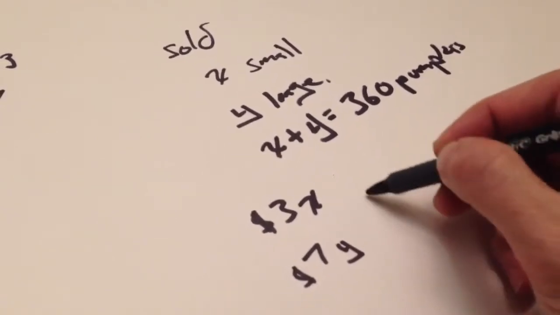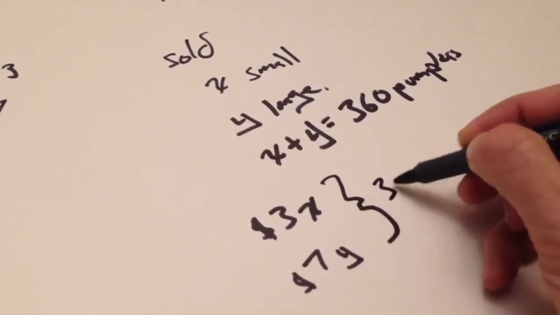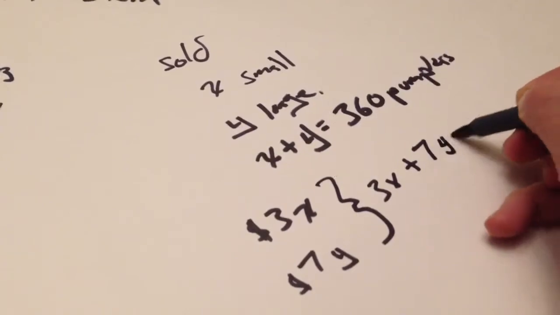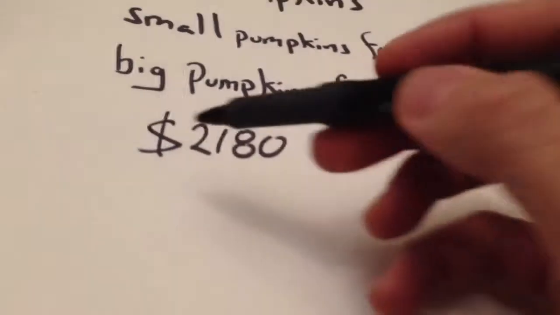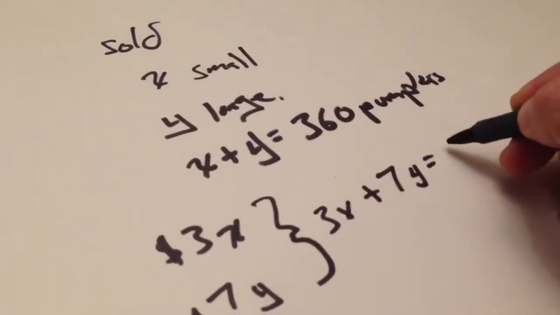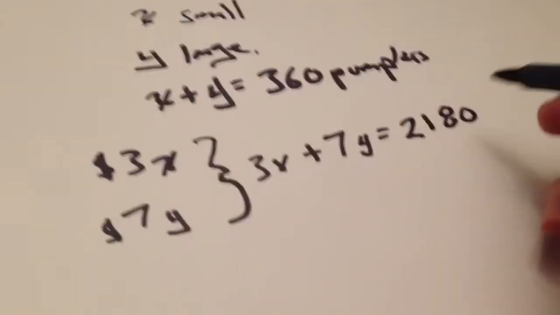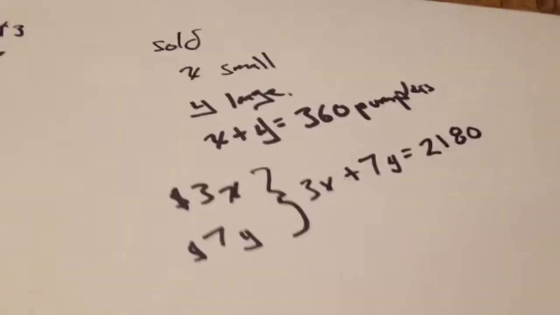So now we can put these two together, and we can say that 3x plus 7y equals, do you remember over here? What's that number? That's 2,180. So there, now we have this equation that tells us that 3x plus 7y equals 2,180.